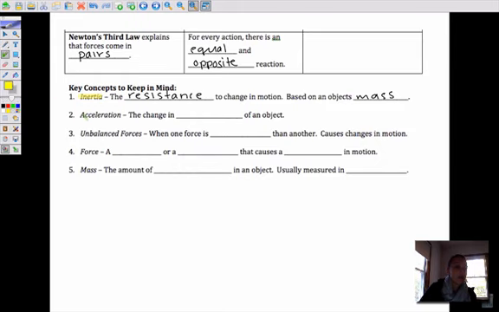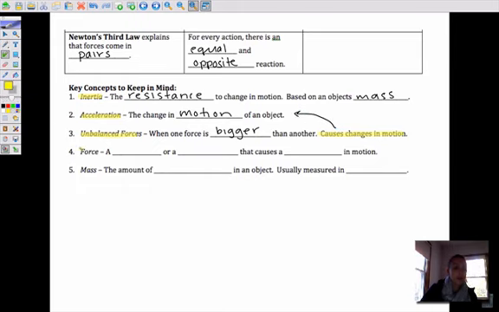The second thing we need to remember is from our first unit, which is acceleration, which is the change in motion of an object. This comes into play with Newton's second law, where if we apply force, it'll change the motion or give the object acceleration. The third key concept we need to keep in mind is about unbalanced forces. So when one force is bigger than another, forces are not balanced. This always causes a change in motion. So this reacts to Newton's second law.